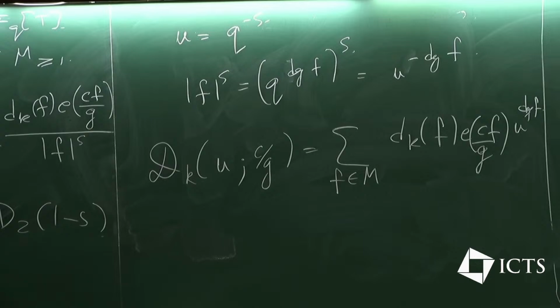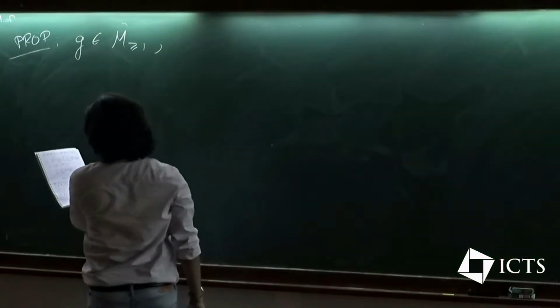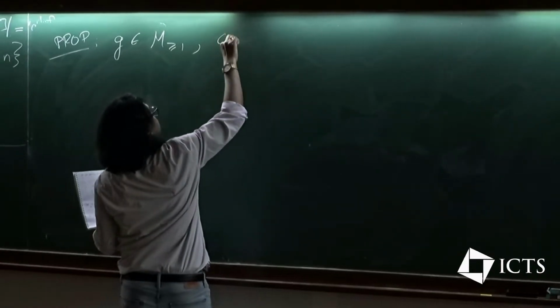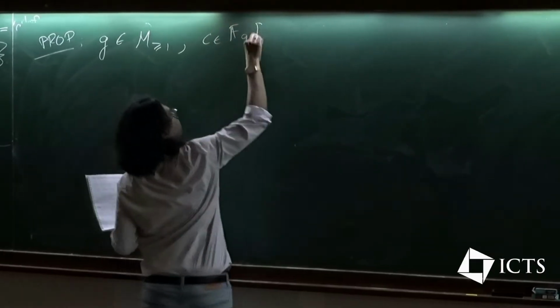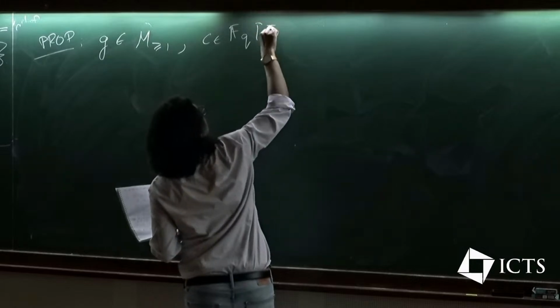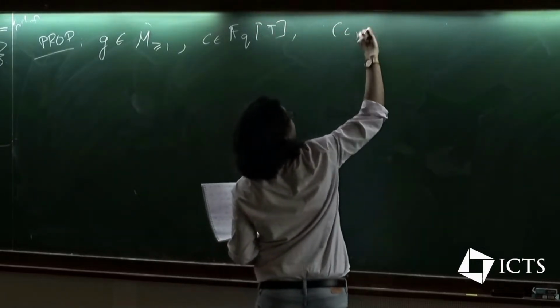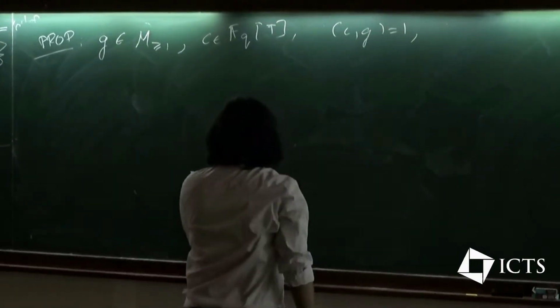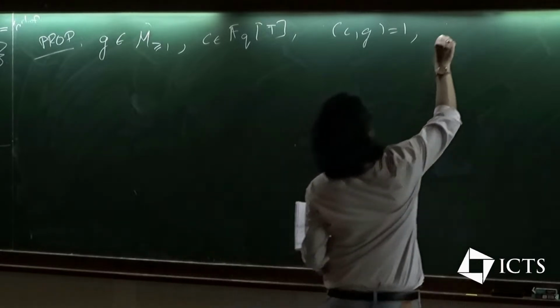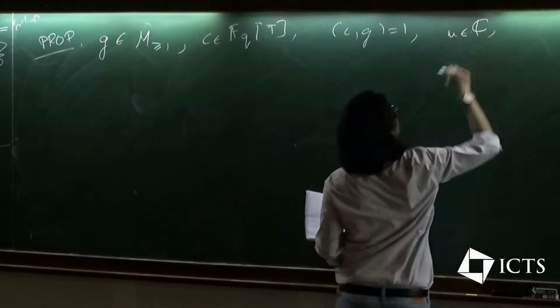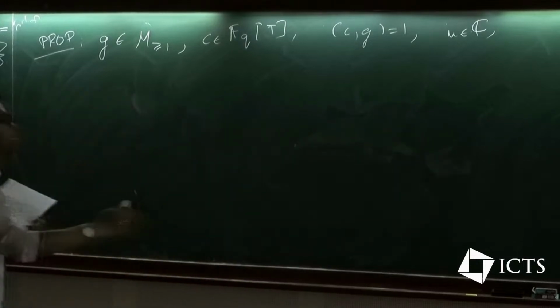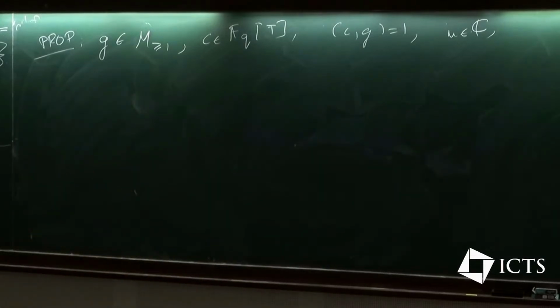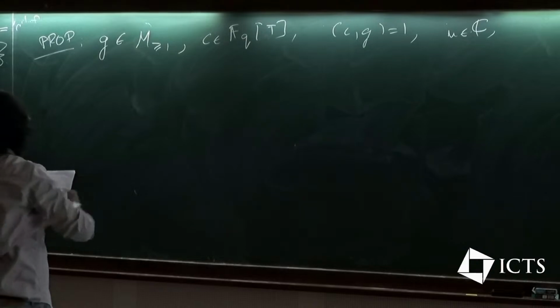So G is a monic polynomial with at least degree 1, because it doesn't really make sense when G is constant. C is anything in FQ[T] which is coprime to G. And then for all U in C, and if there are poles, you interpret both sides as having the same pole with the same residue, and even the same Taylor expansion.